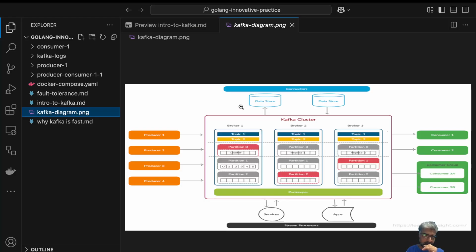The next concept we will discuss is why Kafka is very fast, and we will also create a Kafka cluster, a simple one-node, one-broker Kafka cluster using Docker Compose. I have the file. I will explain that in my next session.